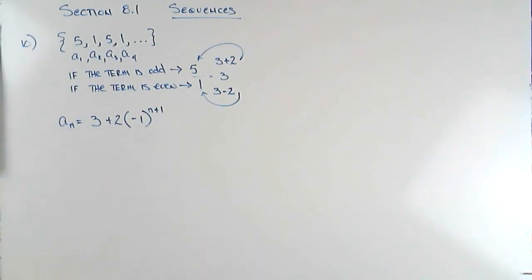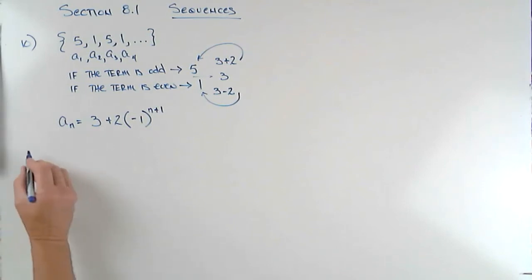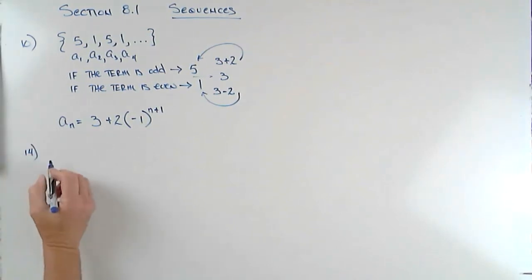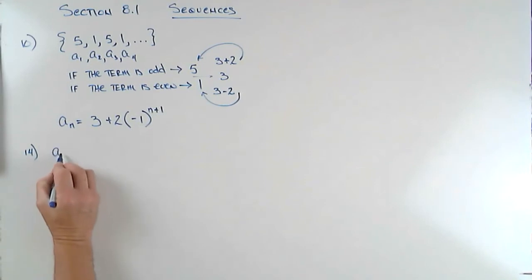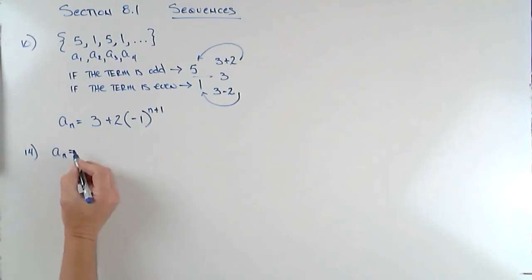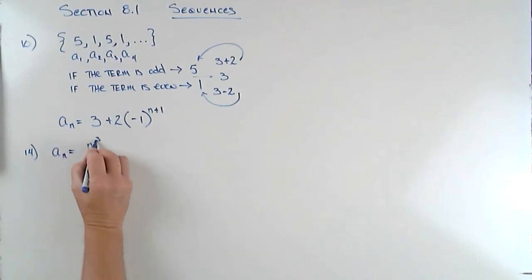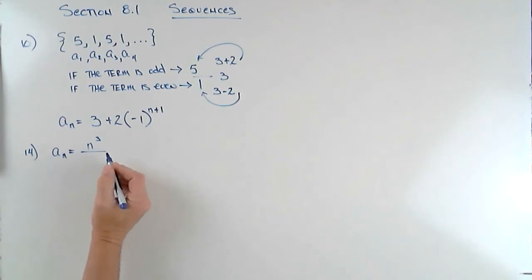Questions 11 through 34 say determine whether the sequence converges or diverges. If it converges, find the limit. So we can take a look at a general strategy here for something like problem 14. And in problem 14, they tell us that a sub n is equal to n cubed divided by n + 1. And they want us to talk about convergence or divergence.